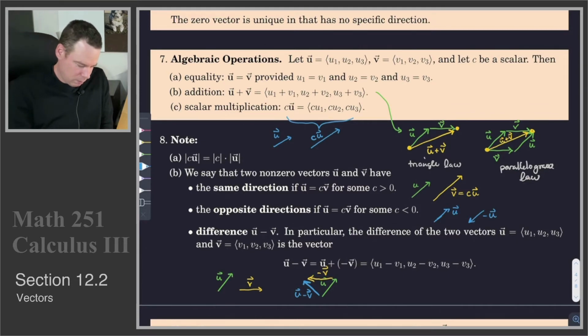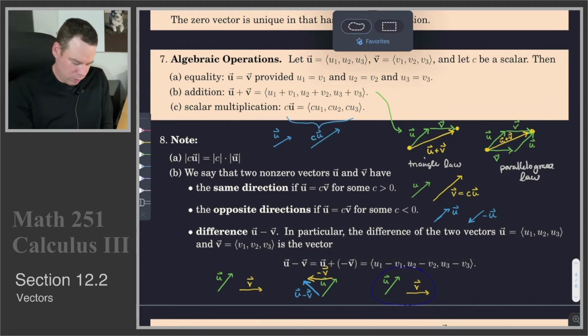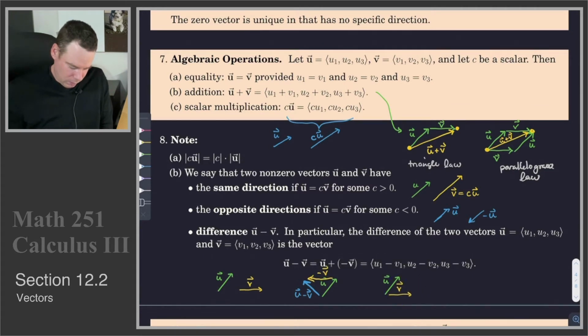The other way could be, well, suppose I don't want to think about negative v. Suppose I just want to think about u and v in terms of their original directions that they've been given. So what I'll do is I'll take u and v and I'll make them start from the same point. And now I want to envision, what does u minus v look like? Well, u minus v is the vector that goes from the tip of the vector v to the tip of the vector u. That's u minus v.